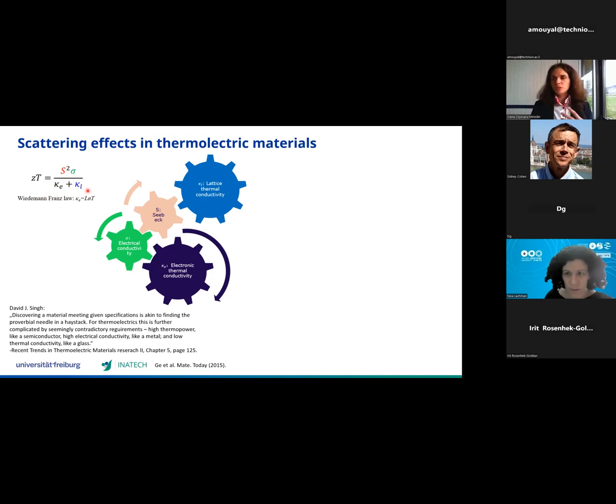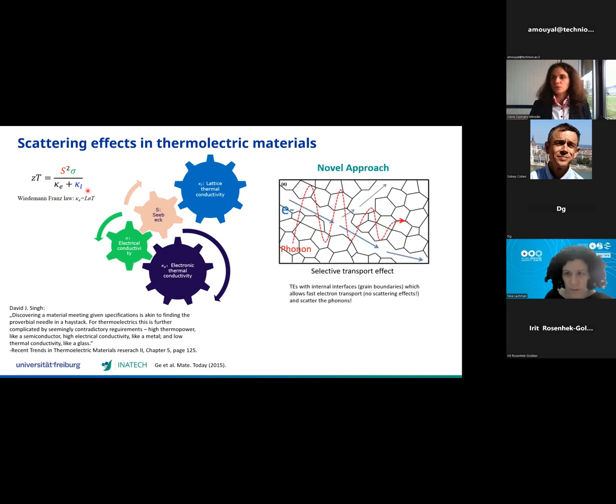So it means that all these parameters are interconnected, and it's very difficult to change one parameter without influencing the other. Therefore, as I said also at the beginning or in the middle of my presentation, I presented different examples. A new approach was to insert nanostructures, which will allow a selective transport effect. And one of these nanostructures for the laterite are the grain boundaries.